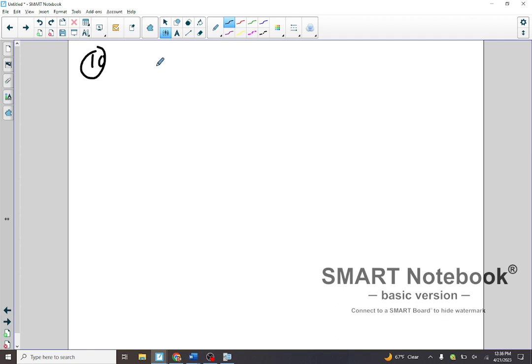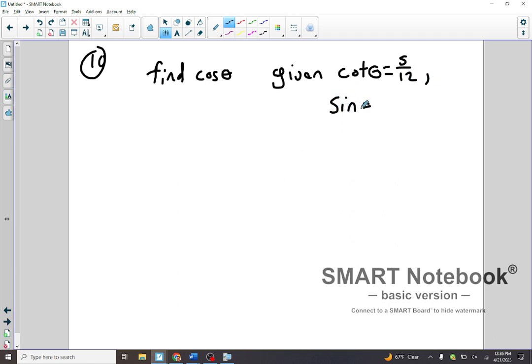Number 10. Find cosine theta given cotangent of theta is 5/12 and sine of theta is less than 0.